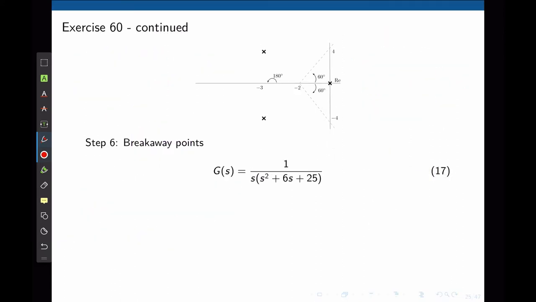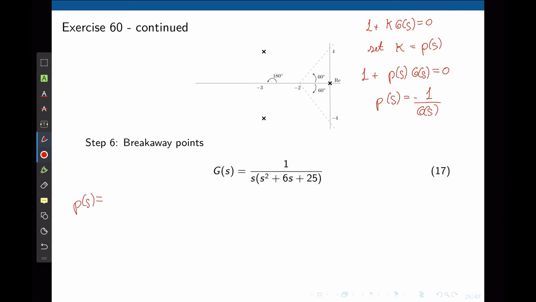Now let's look for breakaway or breaking points. Those are the points where the root locus goes from real to imaginary or imaginary to real. These points either leave the real axis or become real when they are complex conjugates. The characteristic equation is 1 plus k times g of s equals 0. And to find the breakaway or breaking points, we set k to p of s, a function of s. So here we have 1 plus p of s times g of s equals 0. P of s equals negative 1 divided by g of s, which means that p of s is the inverse of g of s times negative 1, that is negative s times (s squared plus 6s plus 25).